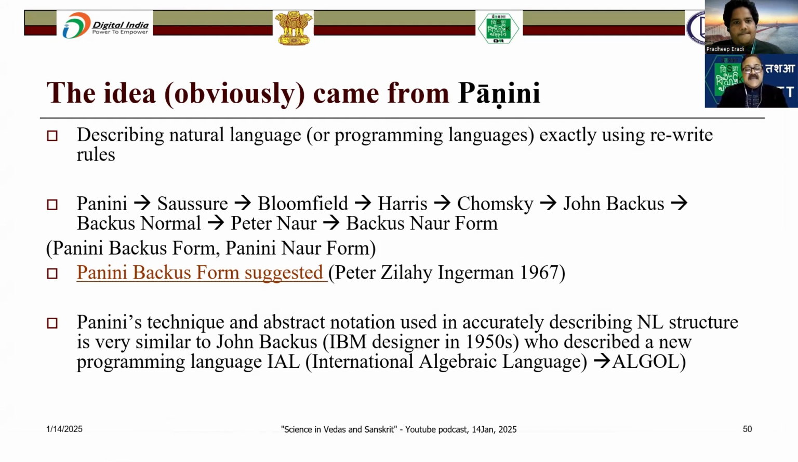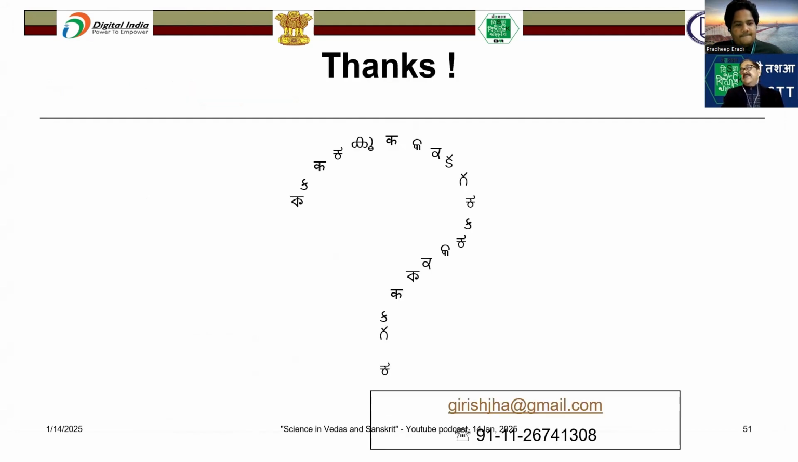So Panini's technique and abstract notation used in accurately describing natural language structure is very similar to John Backus, who was an IBM designer in the 50s, who described a new programming language called IAL, International Algebraic Language, which actually was called ALGOL. So the first programming language, you can see how it was inspired by Panini also.